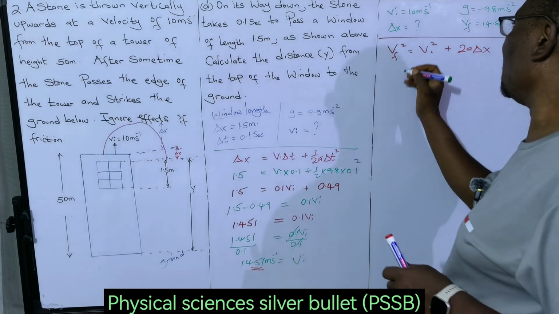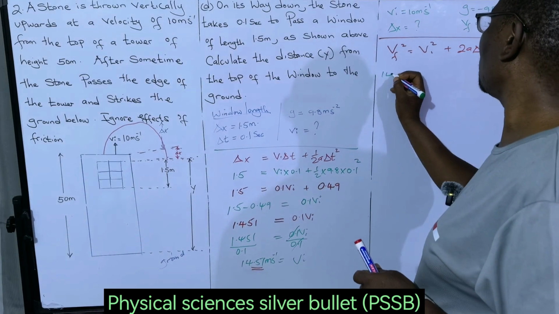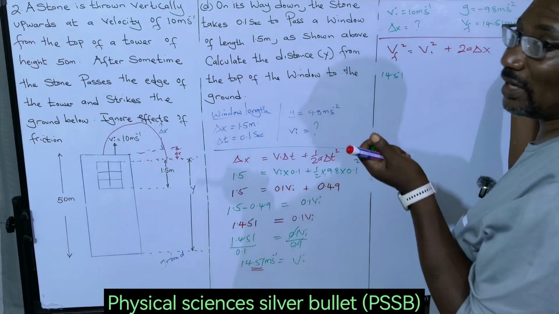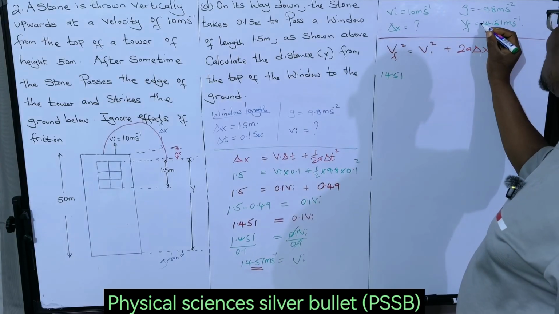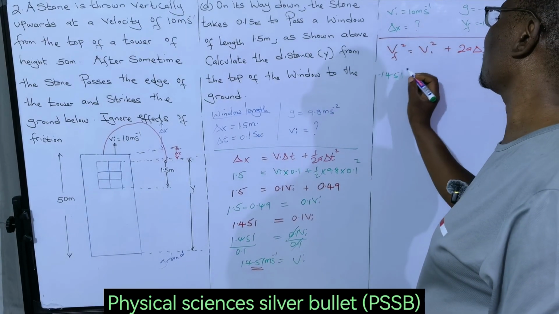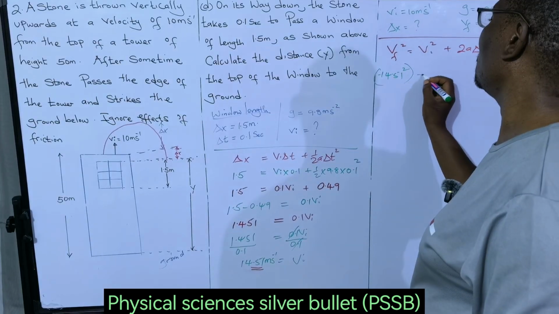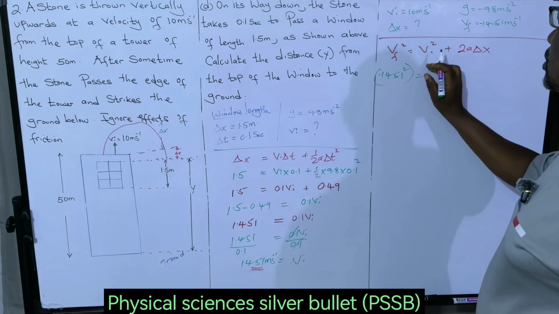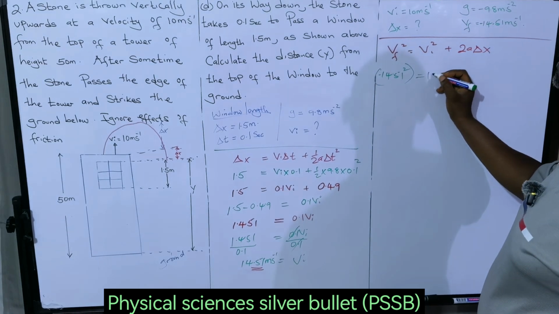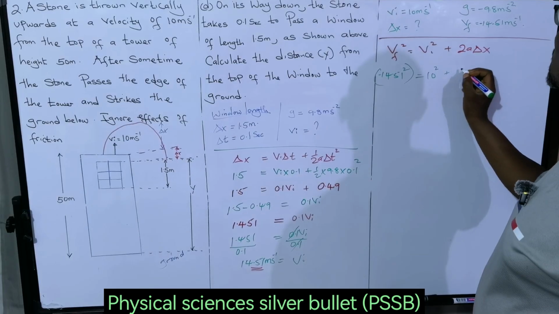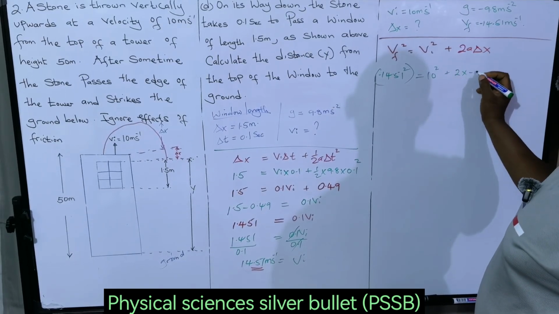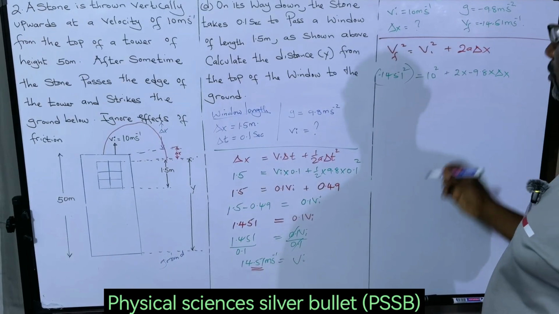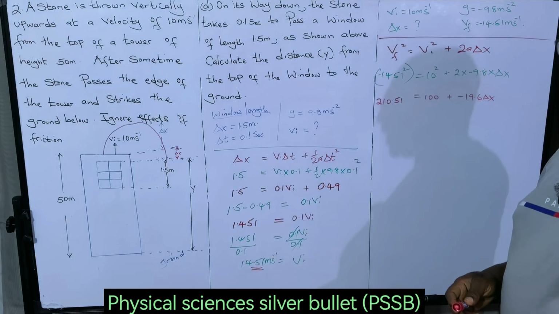So what do we do? We substitute. VF is known, is 14.51. But here we need to know that because the stone was going downwards, this was negative, so you can use it here. But because it's going to go into squaring, it will not affect the answer even if you have positive. So what is VI? VI is 10 squared plus 2 times negative 9.8 times our displacement, which we are looking for. Yeah, so this is where we are.